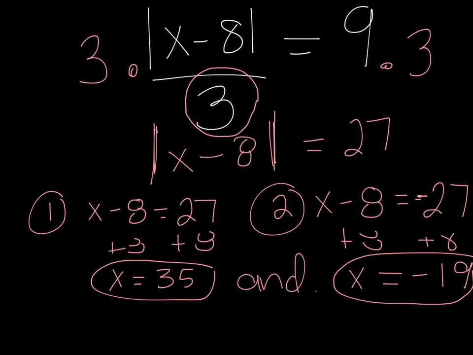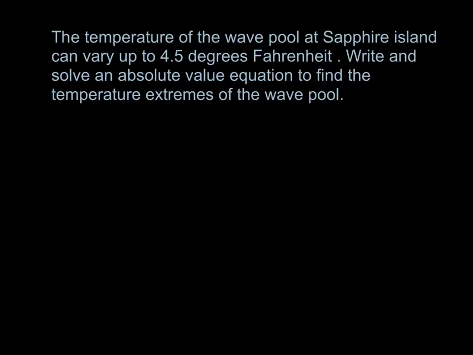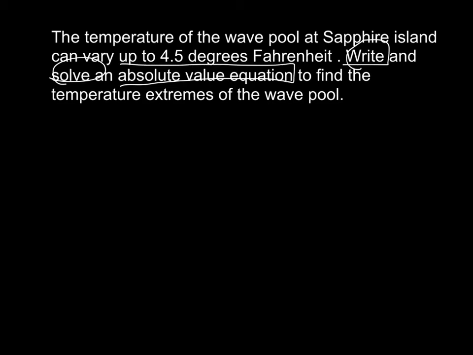Okay. Let's try a word problem, get this out of the way. For this problem, the temperature of the wave pool at Sapphire Island can vary up to 4.5 degrees Fahrenheit from the target temperature of 82 degrees Fahrenheit. Write and solve an absolute value equation to find the temperature extremes of the wave pool. So why don't we go through this problem? Our goal is to write and solve an absolute value equation. We know that it varies up to 4.5 degrees.